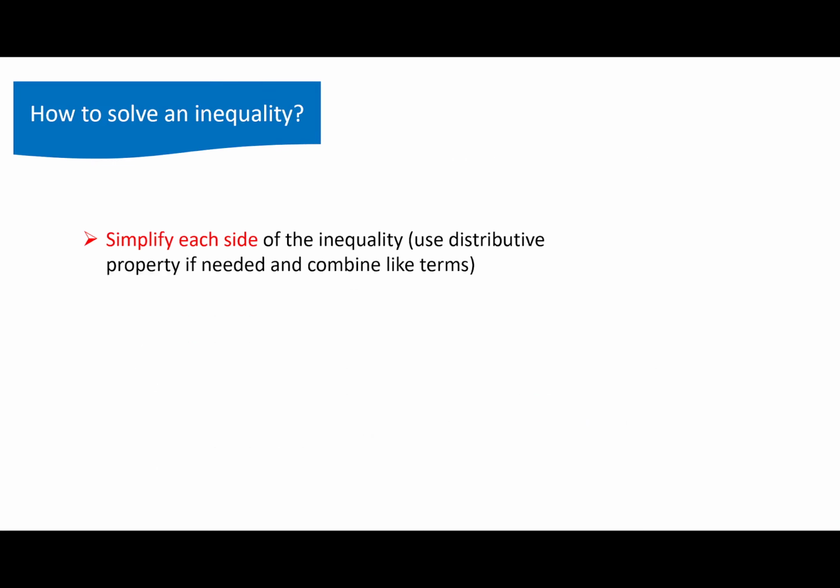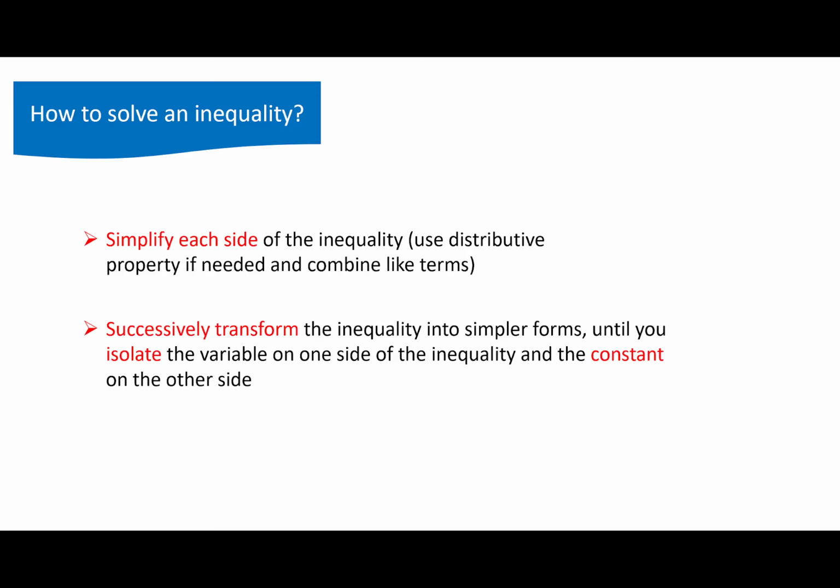How to solve an inequality. Two steps. Step number 1, you simplify each side as we just mentioned. Then successively transform the inequality into simpler forms until you isolate the variable. This is the whole idea. Isolate the variable on one side and the constant on the other side.